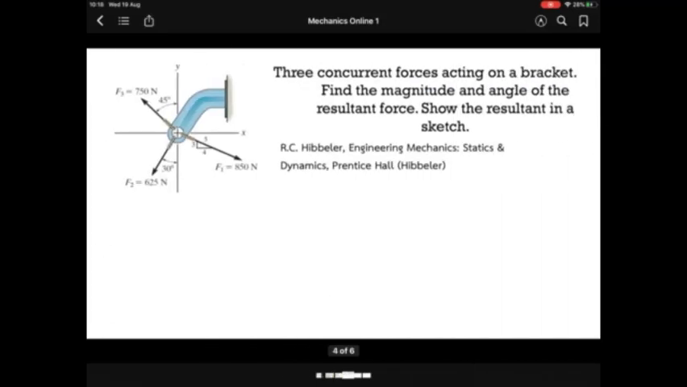So let's see this question for your practice. The reference is from R.C. Hibbeler's Engineering Mechanics, Statics and Dynamics. The question asks: there are three concurrent forces acting on a bracket. Find the magnitude and angle of the resultant force and then show the results in a sketch.